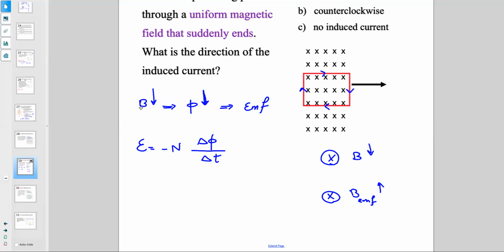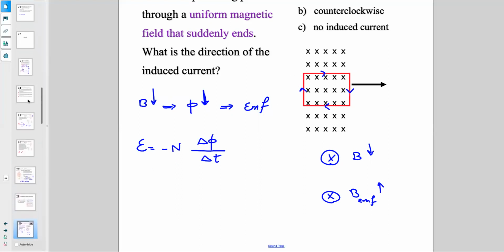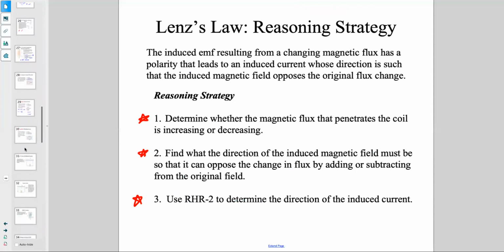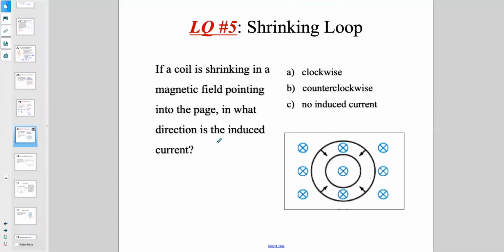I refer you one more time to this 3 reasoning strategy. Determine whether the magnetic flux that penetrates the coil is increasing or decreasing. Find what the direction of the induced magnetic field must be so that it can oppose the change in the flux by adding or subtracting from the original field. And then use the right-hand rule to determine the current. If that's the case, now let's take a look at another example.